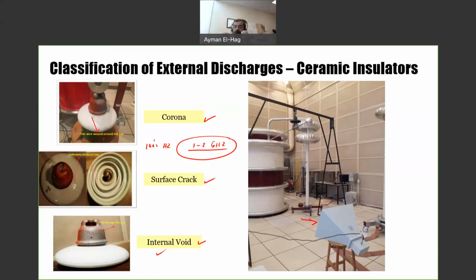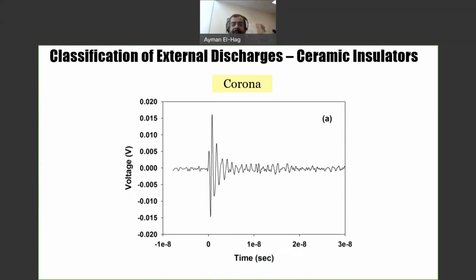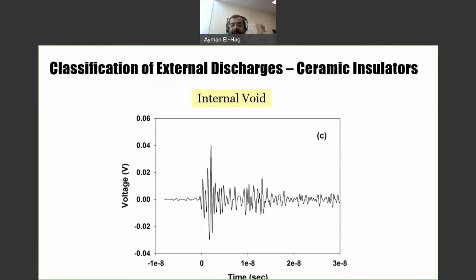So it's very important to understand the capability of your sensor before you start doing certain measurements. Okay, so now this is a typical corona signal that comes from the sharp electrode or the sharp wire around the cable insulator. This is a typical signal from the surface crack, a typical signal from the internal void, and you can see here that the signals are different even in the time domain.